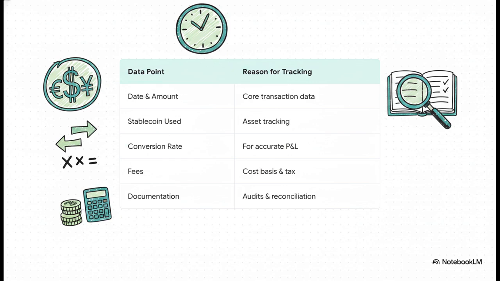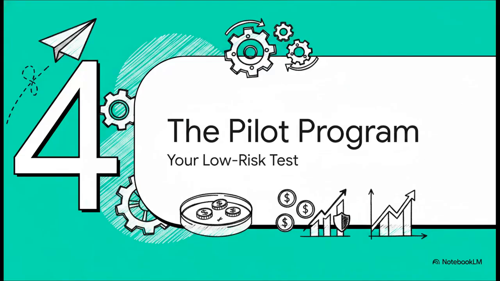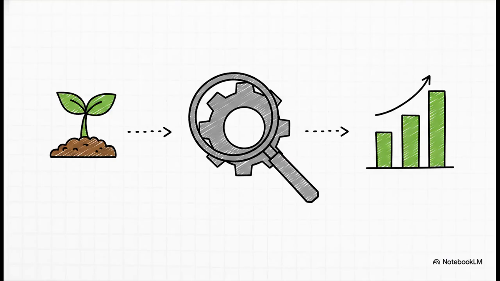Trust me, this level of detail is completely non-negotiable when it comes time for audits and just getting your books to balance. All right, you've done all the prep work, but you don't go from 0 to 100 overnight. The smart play here is to launch a pilot program. You can think of it like a controlled, low-risk test flight for your new setup. The method is pretty simple. Start small, test everything thoroughly, and then step back and evaluate the results. For example, you could start by paying just a couple of your international suppliers this way. Or maybe you accept stablecoin payments from a handful of trusted customers first.